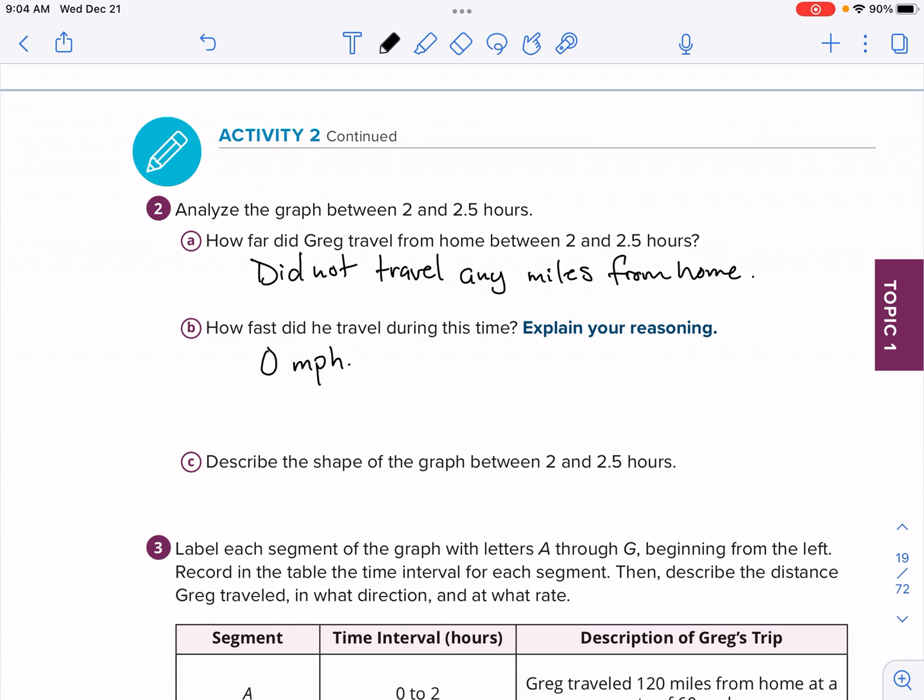And describe the shape of the graph between 2 and 2.5 hours. So what told us this? What told us this is because the graph was a horizontal line. Right, when we have a positive slope, that means you're increasing. Negative slope means you're decreasing. Horizontal line means you're not increasing nor decreasing. So that, right, nothing's changing there.